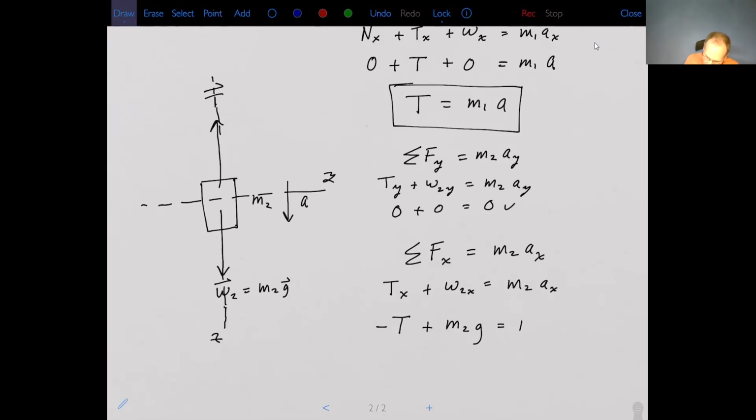And that's got to equal m2, and then what's the acceleration in the x direction? That's what we're calling a. So this is the second, really important equation.